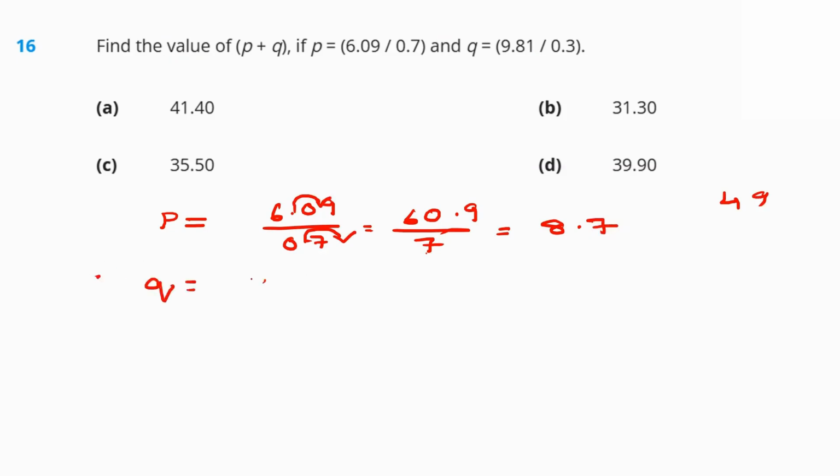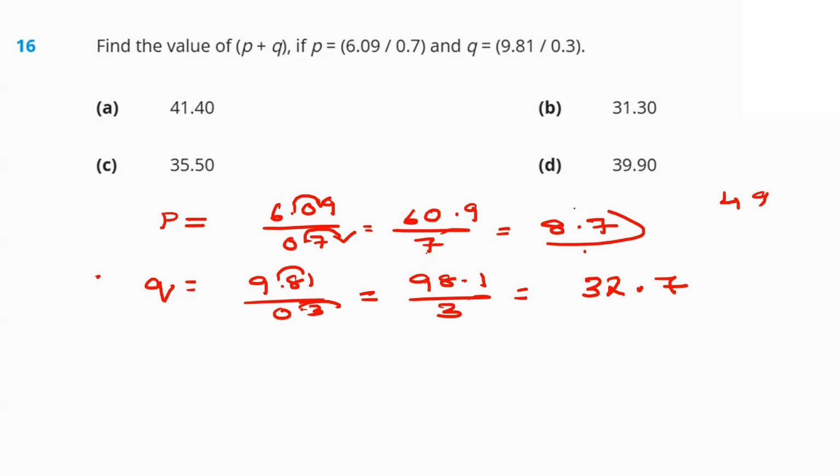Similarly, we would find for Q, 9.81 divided by 0.3. Decimal can shift one place towards the right. 98.1 divided by 3. 3 3s are 9, 3 2s are 6, 2 remains in hand, 21, it becomes 3 7s are 21. Now we just need to add them up. 8.7 plus 32.7 would give me none other than 41.40. So that's the answer.